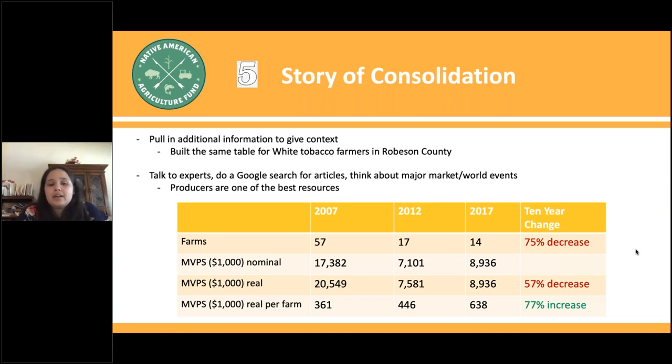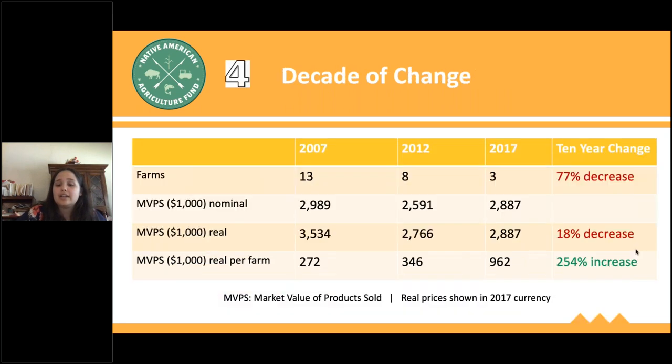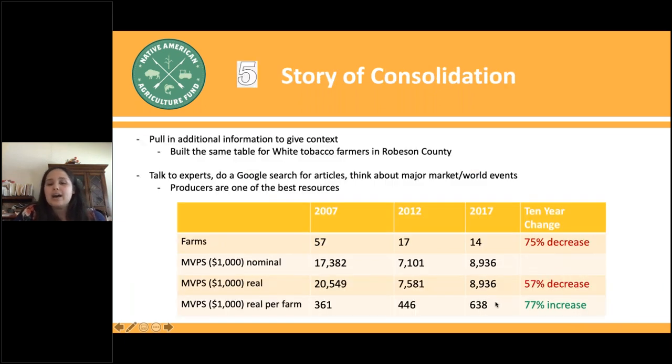In 2007, a white tobacco farm in Robinson County would have brought in $361,000 in market value of products sold, and that went up to $638,000 10 years later. But it wasn't quite as consolidated as American Indian. And you can see in 2017, an American Indian tobacco farm in Robinson County had an average of $962,000 in market value of products sold, whereas a white farmer had $638,000. I think this is the area where you want to be careful about drawing conclusions, and you can't really say for sure why that happens unless you do a lot more rigorous economic research.